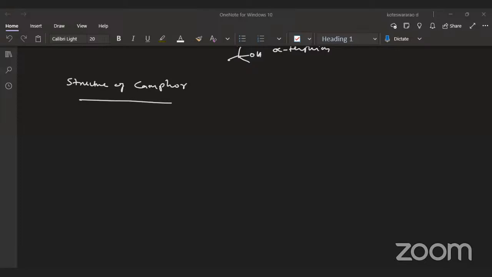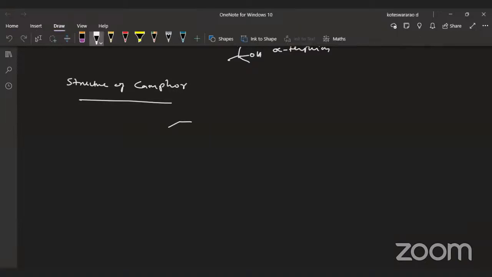First, you know the structure of camphor. Later, we are going to discuss the structural elucidation of camphor. Right. Then first, what is the structure of camphor? This is the structure.